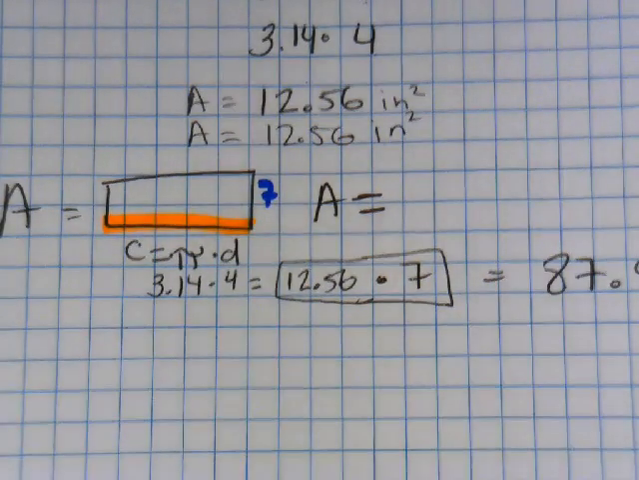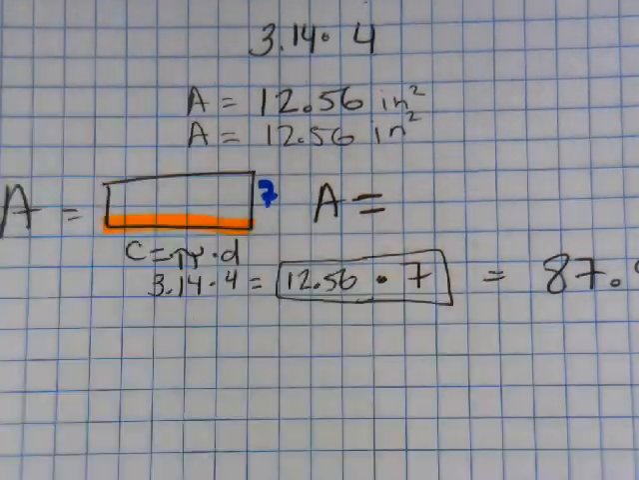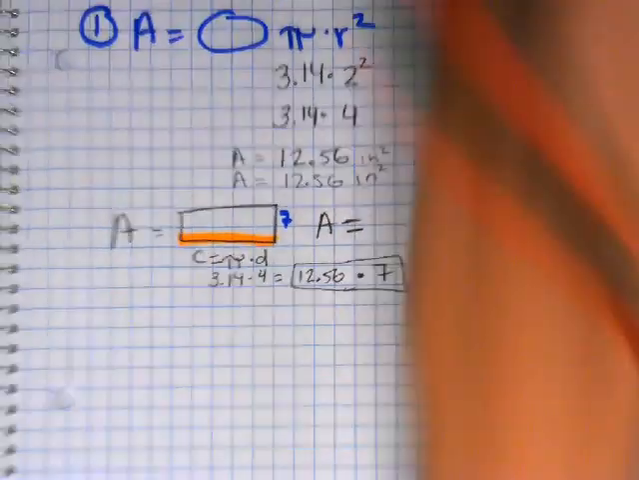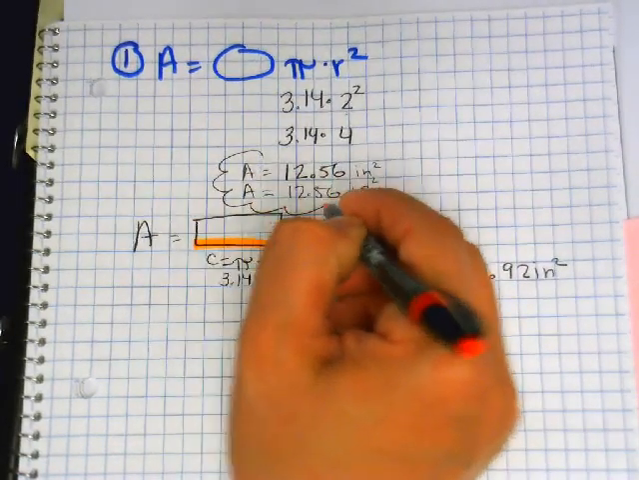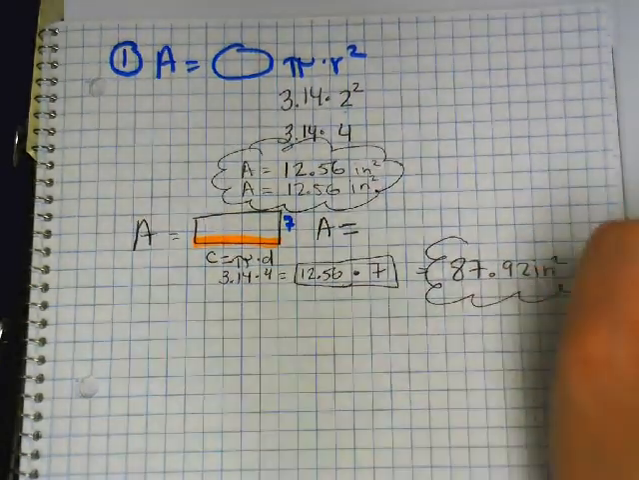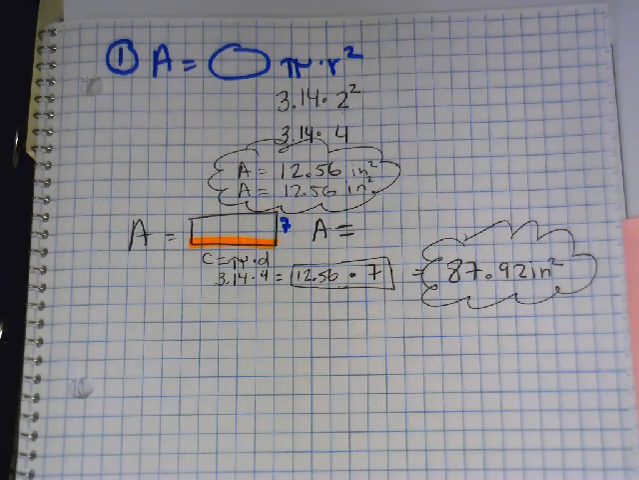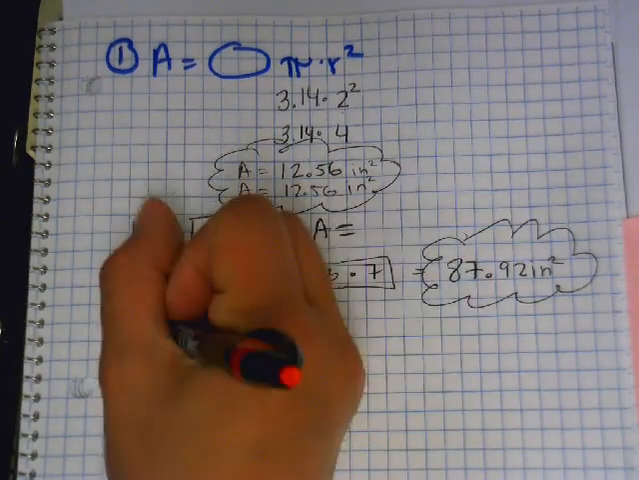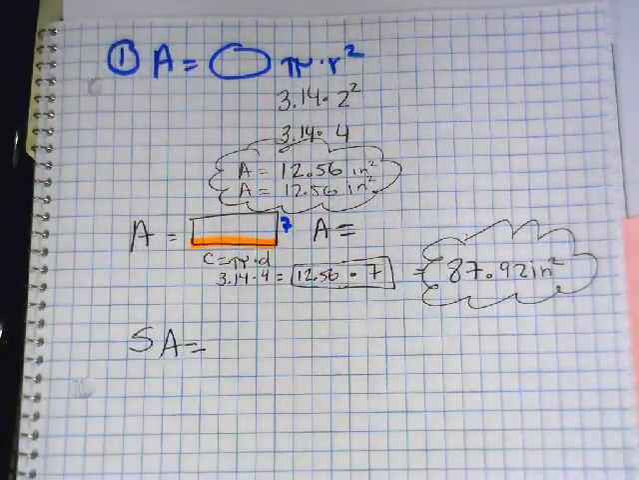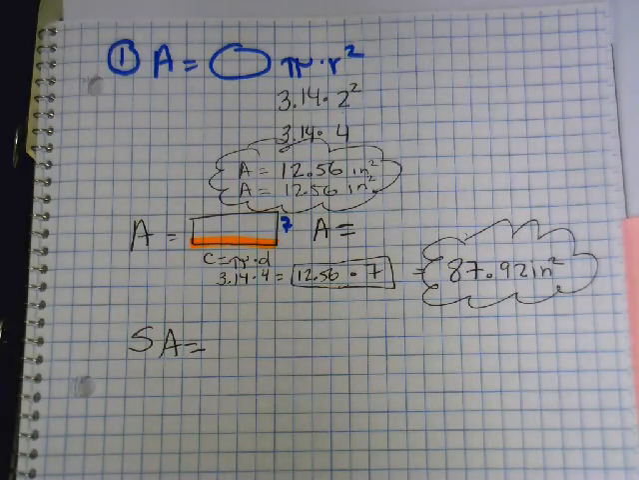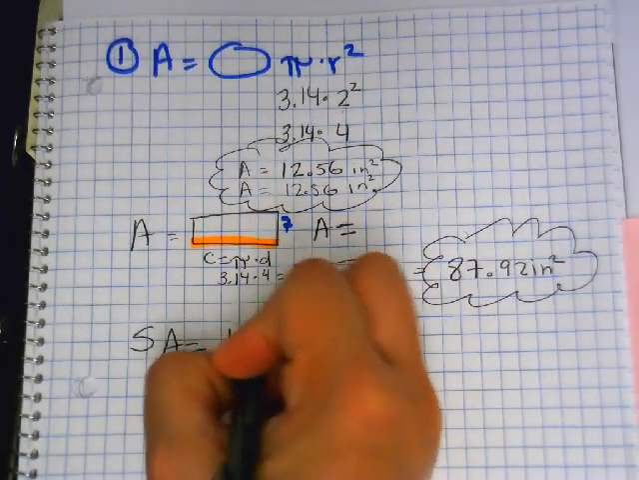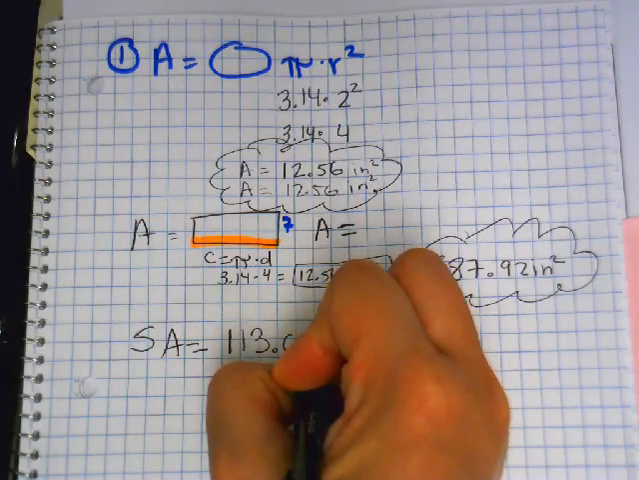So, cylinder has 3 parts, 2 circles and a rectangle. Do we have the 3 parts? Yep. So now you have to add these 2 areas and this 3rd area. So we're going to add those 3. 12.56, 12.56, 87.92. What is our surface area equal to? 113.04. Yeah, I agree. Good job. Inches squared.